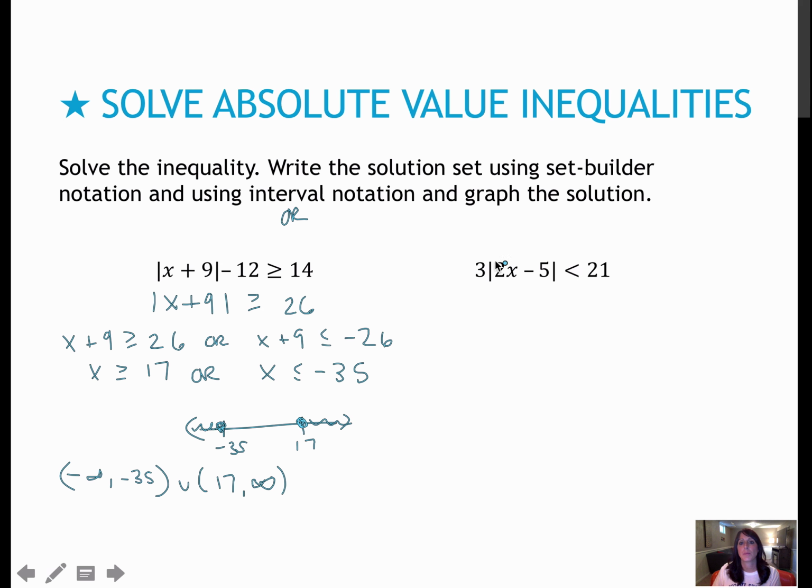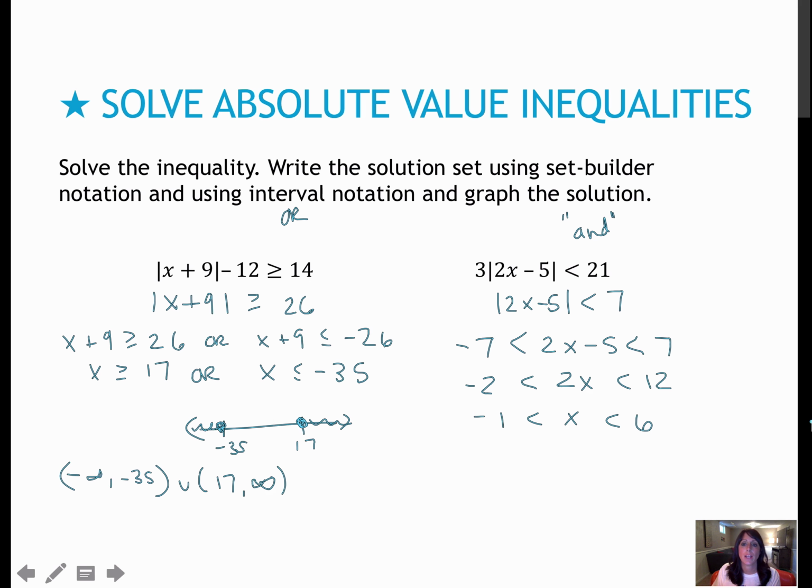On my second, before I did anything else, I would divide by 3. So 2x minus 5, absolute value is less than 7. This is an and question. On and questions, I always write them like this, and then solve. That leaves me with negative 1 is less than x is less than 6, which means the shading would occur, of course, between those two values on my graph. And the interval notation would be from negative 1 to 6, both parentheses.